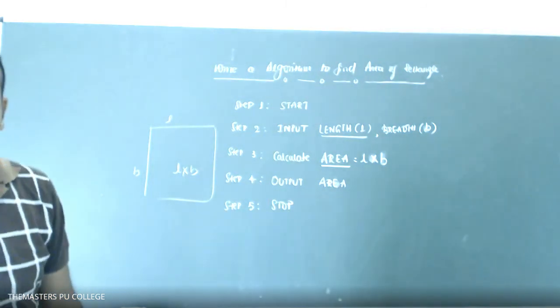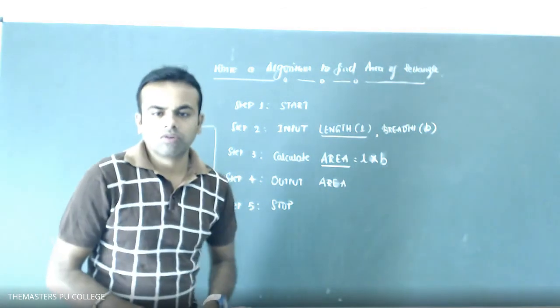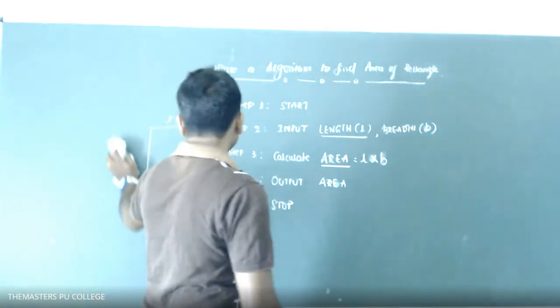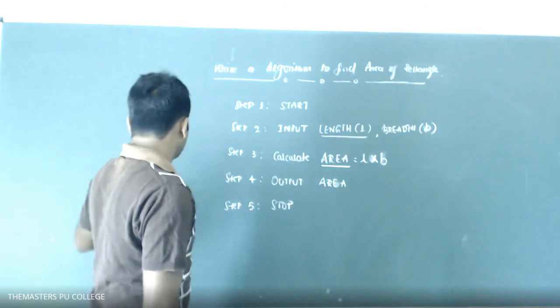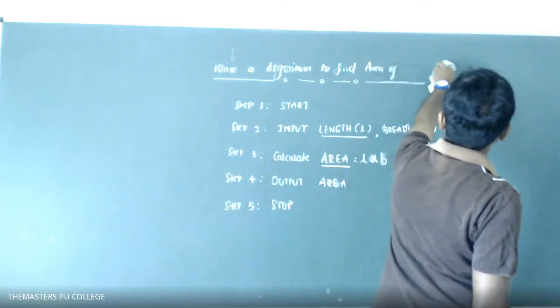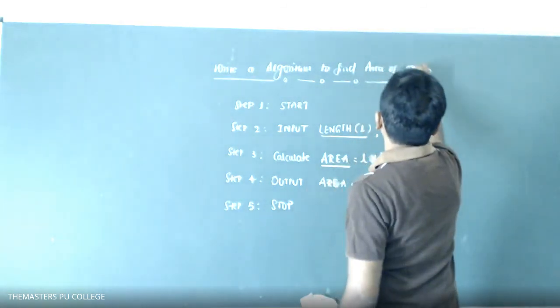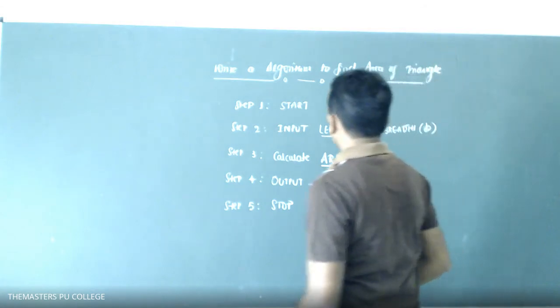Finished? Yes. Okay, write an algorithm. Also, one more question. You solve it yourself. Write an algorithm to find the area of a triangle. Okay, do it.